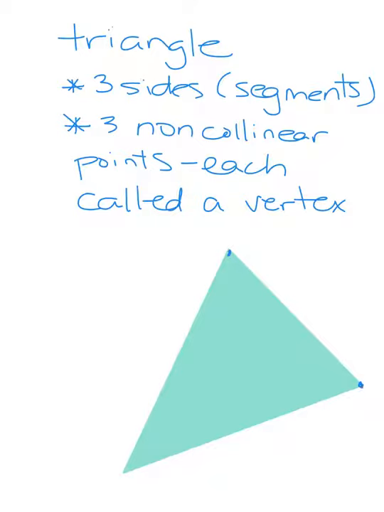And every triangle is made up of three vertices. There's a vertex at every spot where the two segments meet.